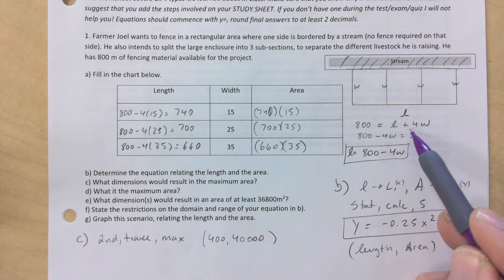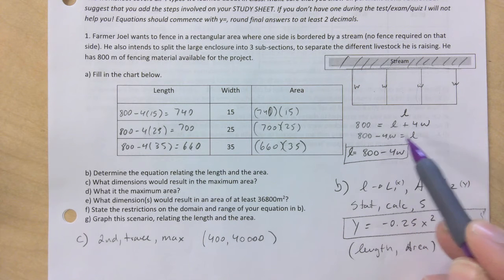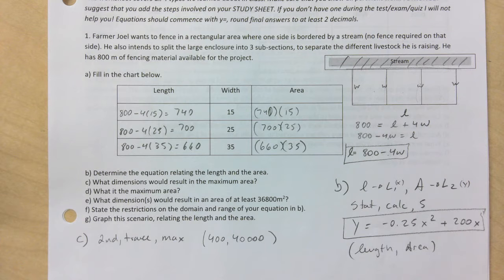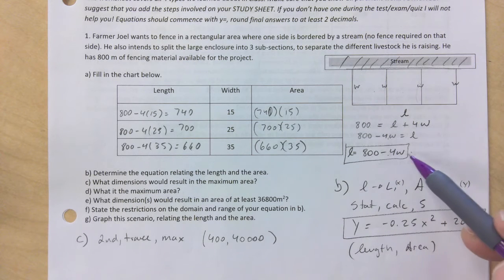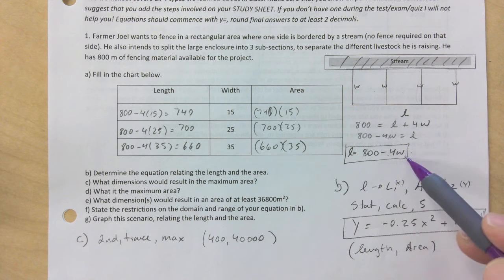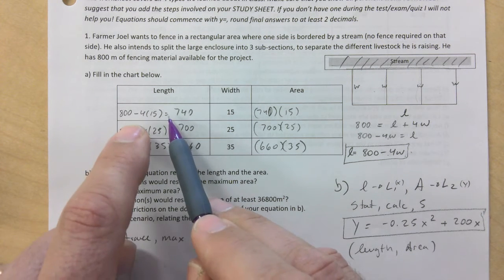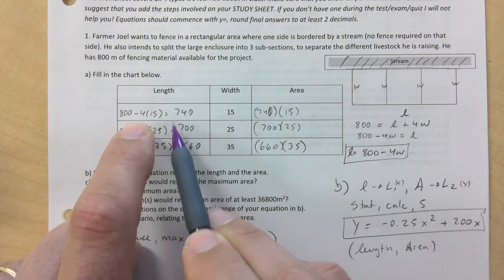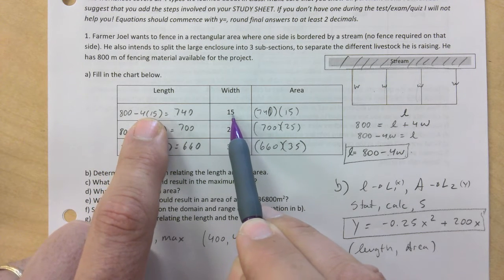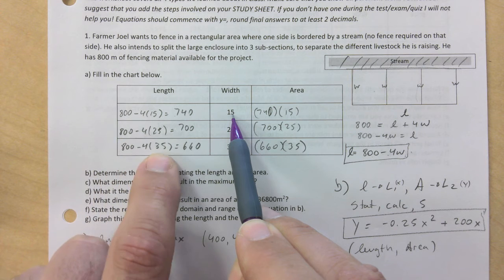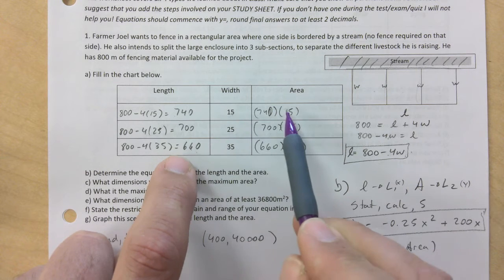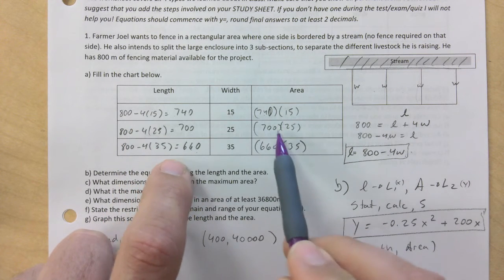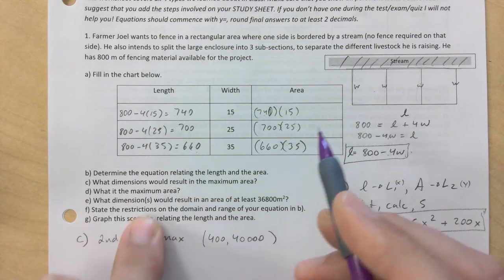So what I do is I bring the 4W over to the other side to subtract. So length is 800 minus 4W. Okay. So that would be right. This would be a mark right here just to have this in there. And then I use this equation to find the length for each different width, right? So I basically showed you here how I'm using this equation to come up with the length. And then area is simply multiplying length and width together, and you get that.